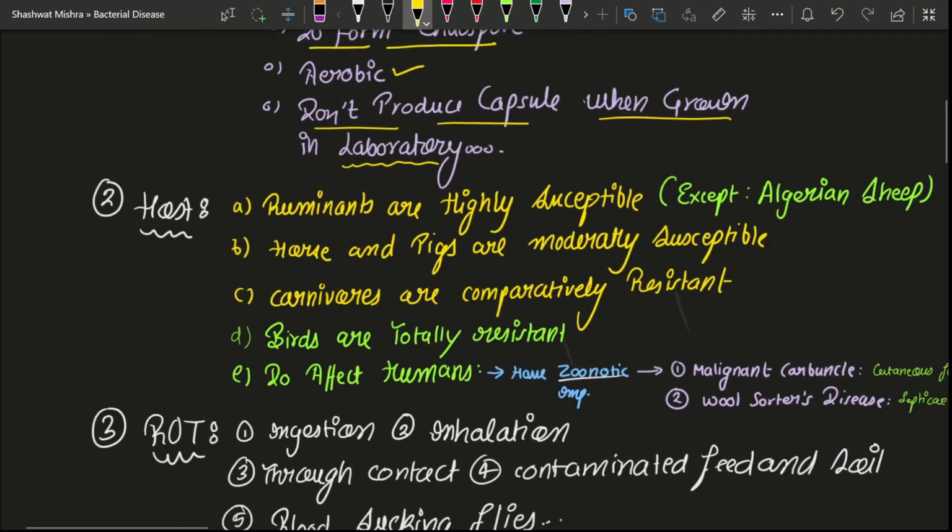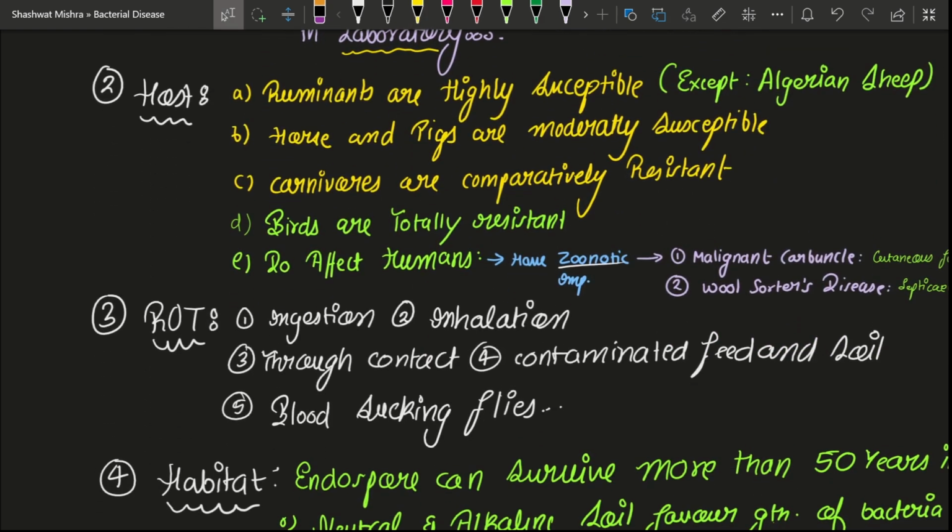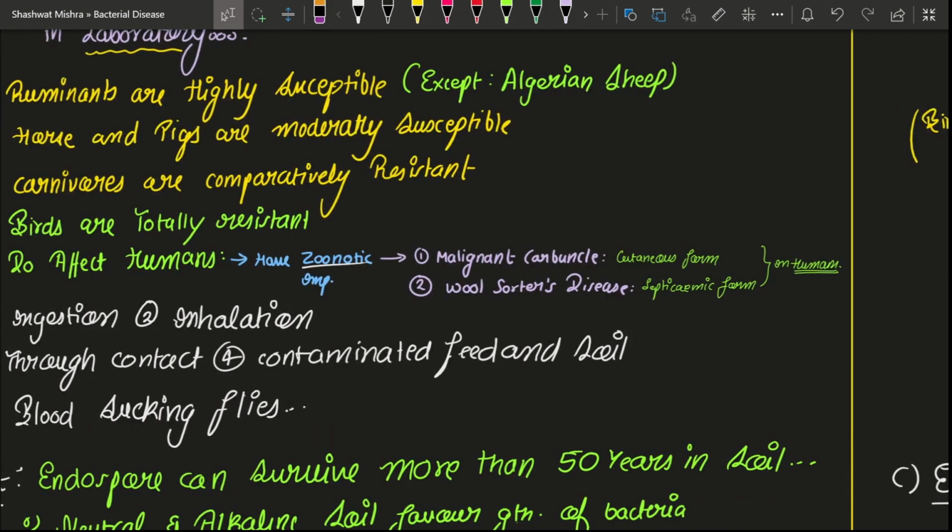Now coming on to their host range. The ruminants are highly susceptible to this disease, except there is an exception among the ruminants: the Algerian sheep is resistant towards the anthrax disease. That's an important point that you have to notice.